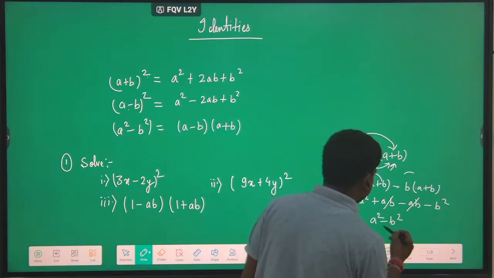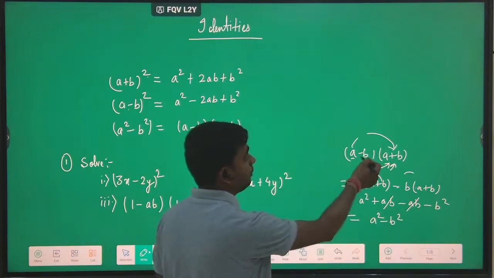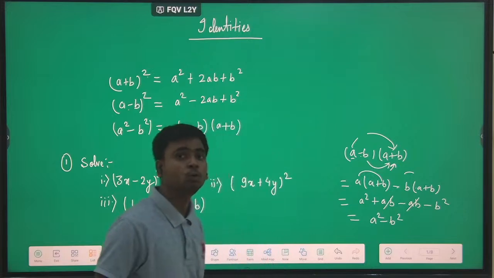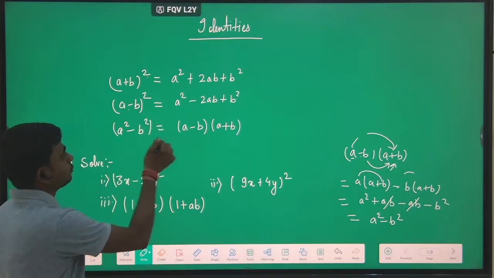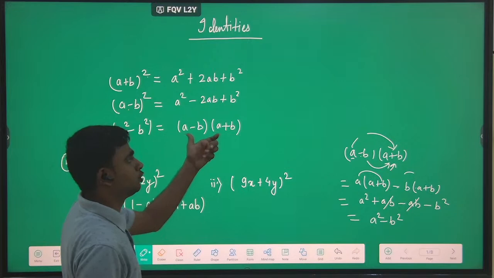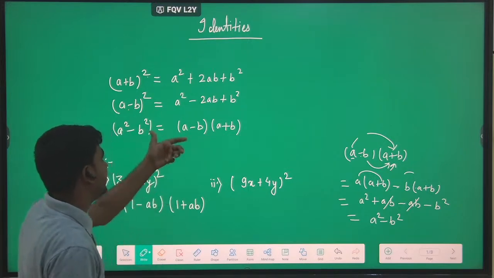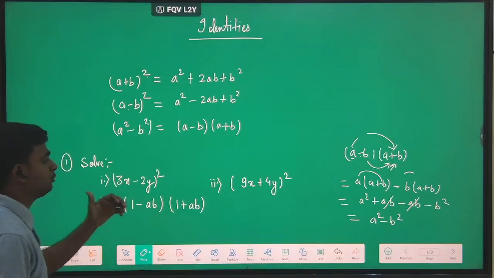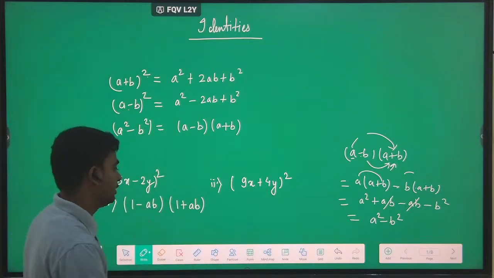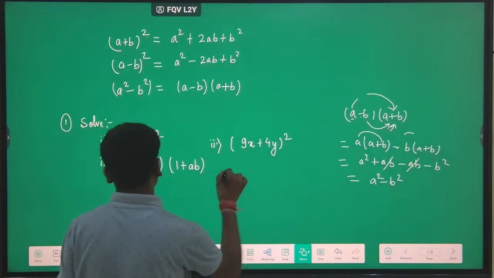So this a square minus b square can be written as a minus b into a plus b. This a square minus b square is the product of a minus b and a plus b. So using these identities, we will find out the values of these questions. So let us move to our first question.